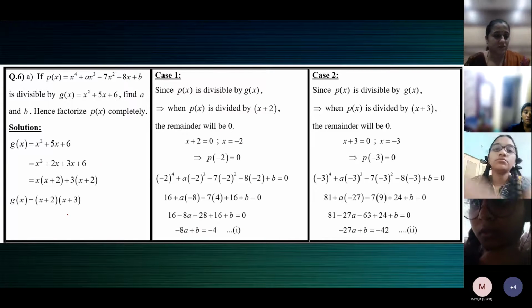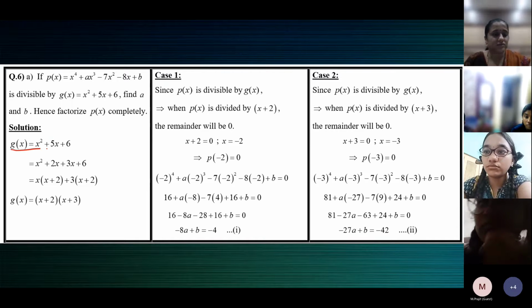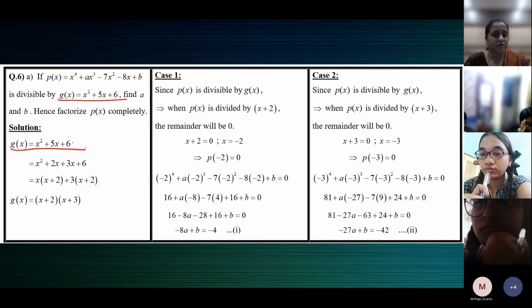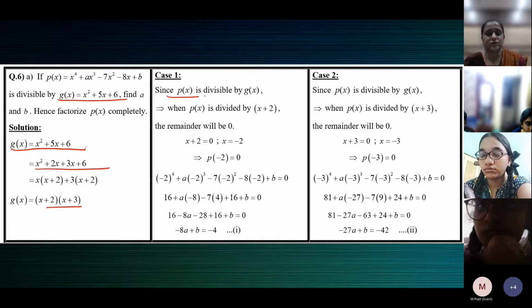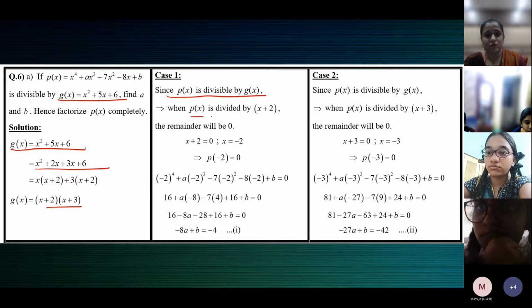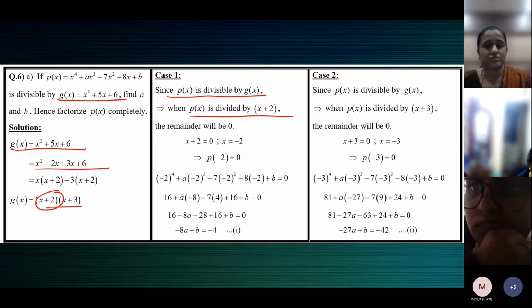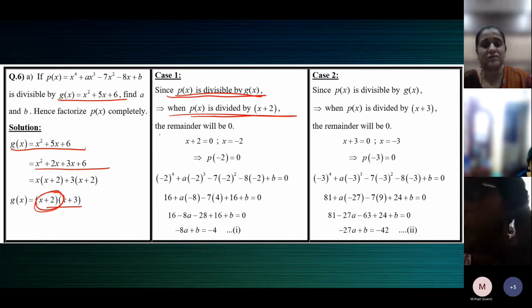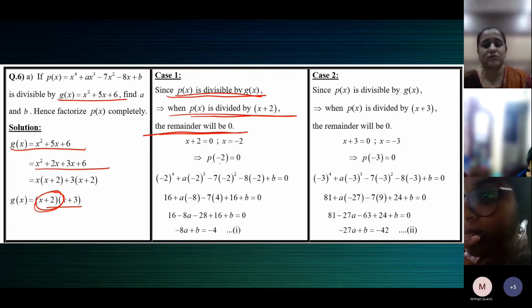Okay, let me do it quickly. See here, g of x. I've taken up g of x, splitting the middle term and found the two factors. Since p of x is divisible by g of x, p of x is divisible by x plus 2. So p of x will also be divisible by x plus 2. When p of x is divided by x plus 2, the remainder will be 0. So that means p of minus 2 is 0. Similarly, p of minus 3 is 0.